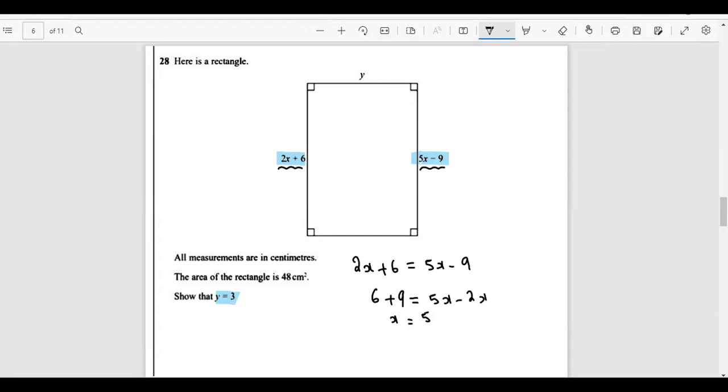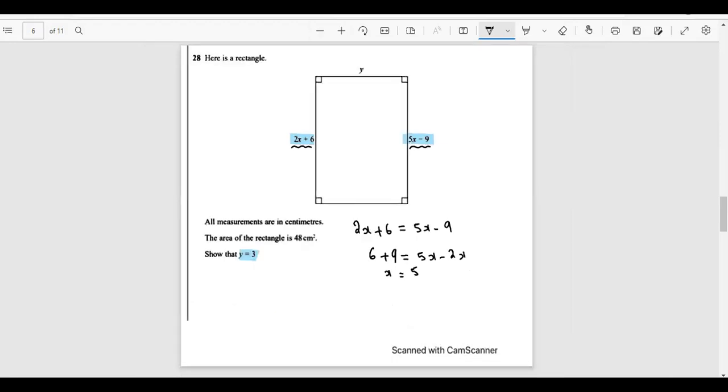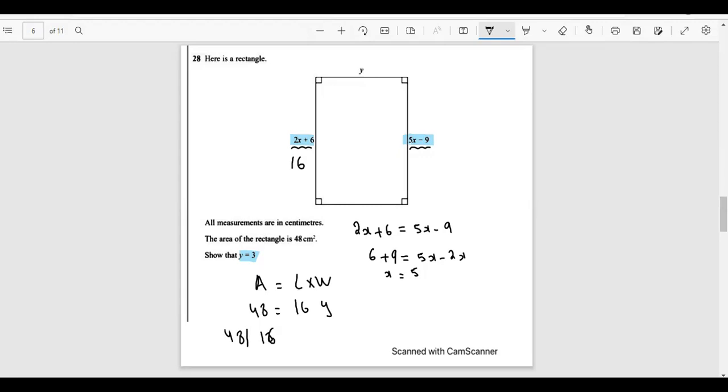Doesn't that mean you can do 2 times 5 plus 6 equals 16? 48 divided by 16 equals 3. Very good. Yes, that is correct. So area is length into width. So it is 16, and we need to find this. Let's write it as y, and this is 48. So 48 divided by 16 would give me y, that is 3. This is the correct answer.